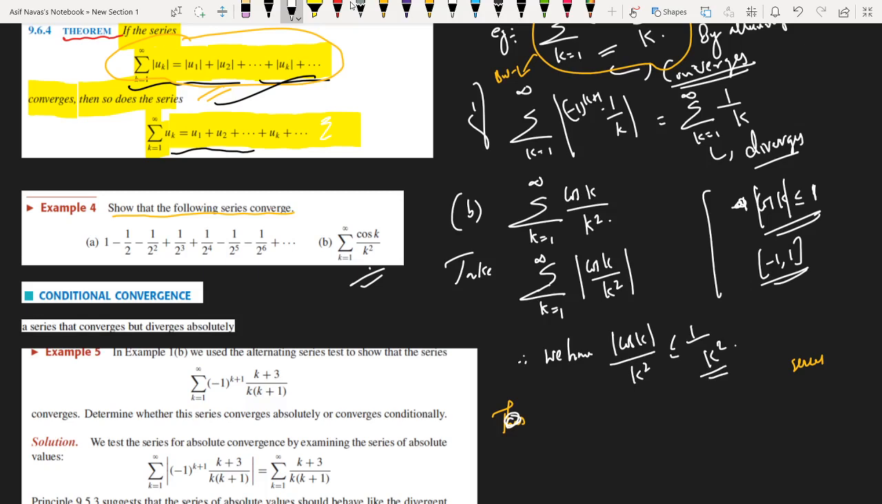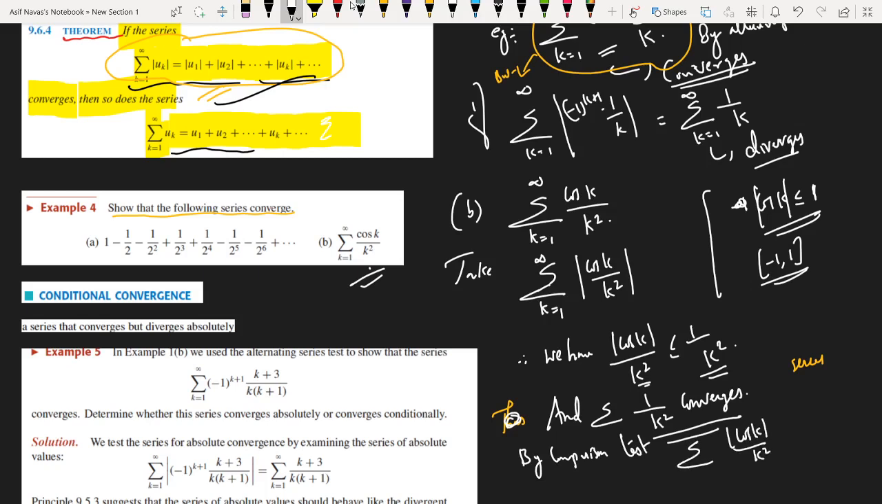So this series is 1 by k square, and we know that sigma 1 by k square converges by the p-series test, because p is equal to 2 here. So if the bigger series converges, then definitely the smaller series converges. Therefore, by comparison test, sigma mod cos k divided by k square converges.